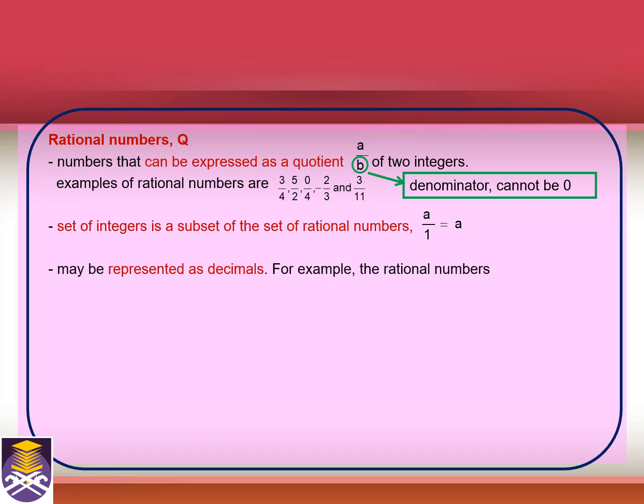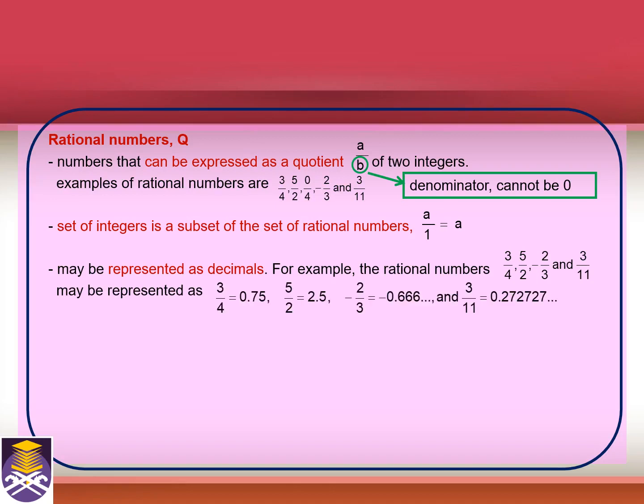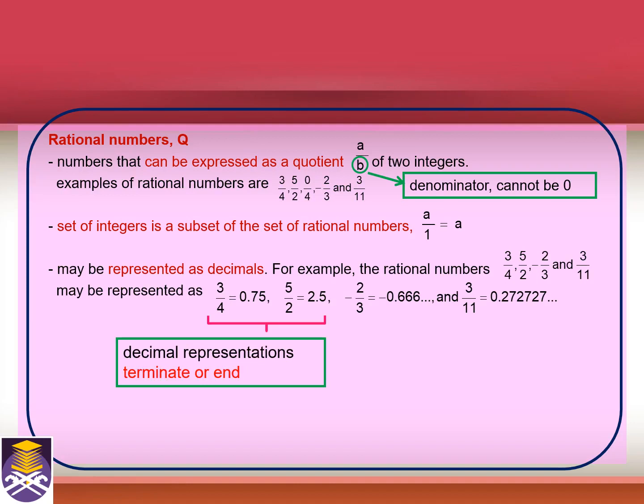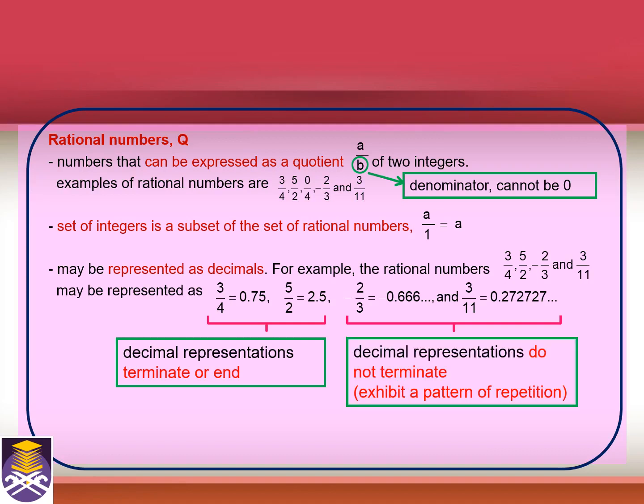Rational numbers may be represented as decimal. For example, the rational numbers 3 over 4, 5 over 2, negative 2 over 3, and 3 over 11 may be represented as 0.75, 2.5, negative 0.666 onwards, and 0.272727 onwards. The decimal representation may terminate or end, and if the decimal representation neither terminates nor ends, it will exhibit a pattern of repetition.